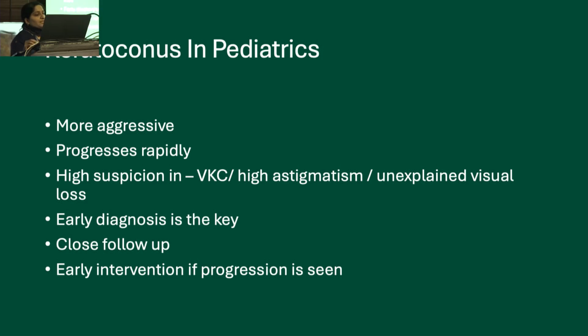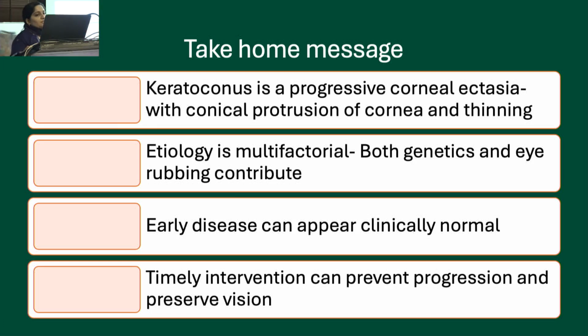Keratoconus in pediatrics, just a short note: it's a more aggressive disease and progresses rapidly, so close follow-up is essential in these cases. Coming to the take-home message, keratoconus is a progressive corneal ectasia with conical protrusion. Etiology is multifactorial. Early disease can appear clinically normal, and timely intervention can prevent progression and preserve vision. Thank you.